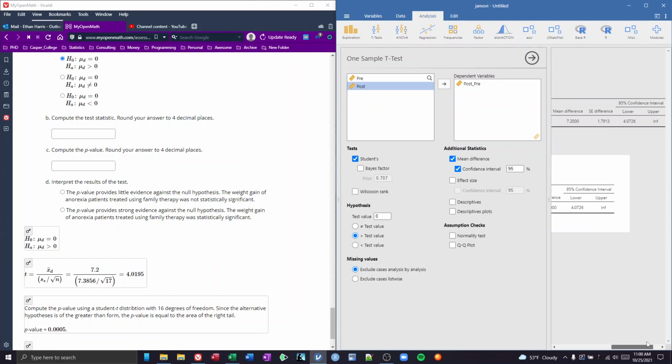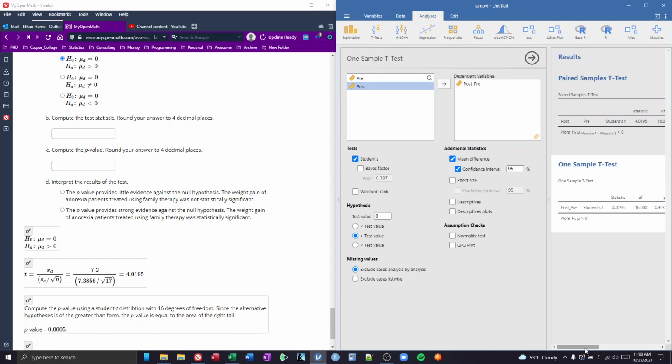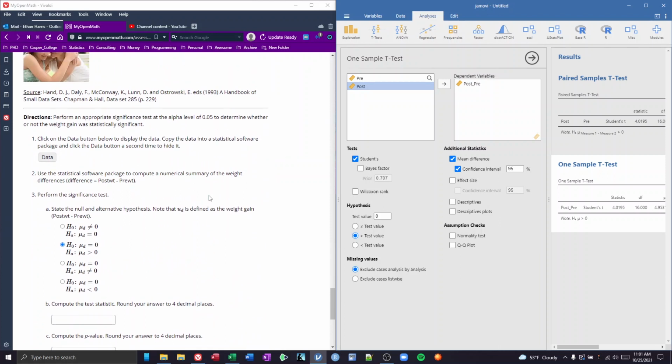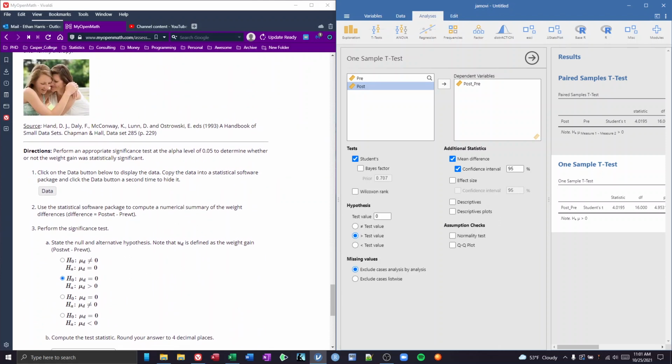And that's how we go ahead and pull all of those out from Jamovi for doing a matched pairs test. Hope that helps you out and you can do your own tests and have great success. Have a good one.